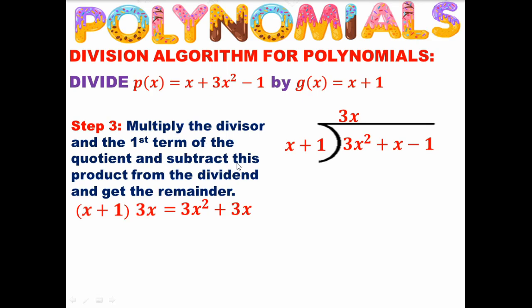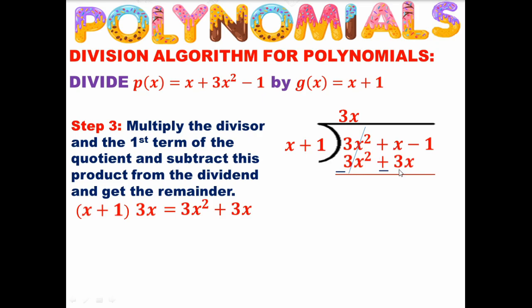Now, next we have to subtract this product from the dividend and get the remainder. So, this is the product. I am going to subtract it from the dividend. In order to subtract the two polynomials, the first thing I have to do is change the sign of the second polynomial, term by term. So the first term I have changed the sign to negative, and the second term also I have changed the sign to negative. Now let me subtract. When I subtract, 3x square minus 3x square is 0. So let me strike it off.